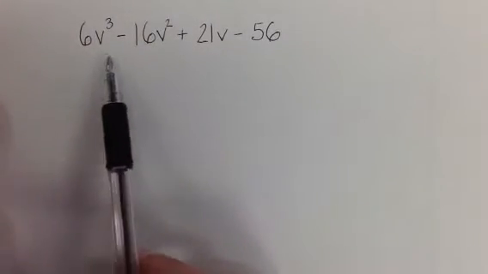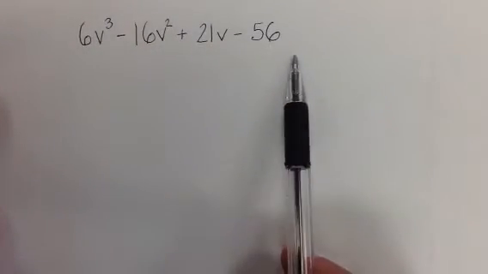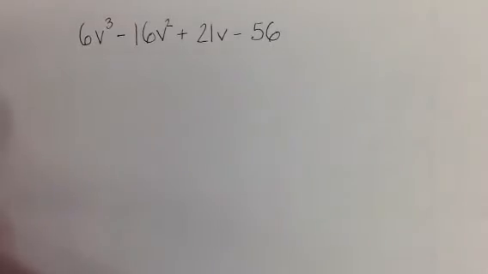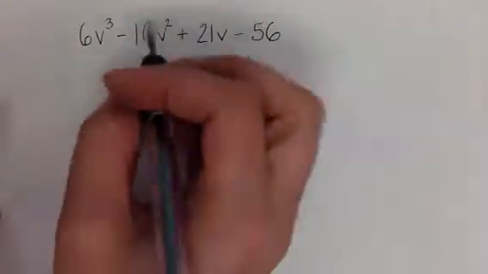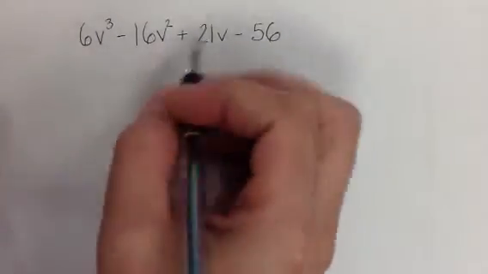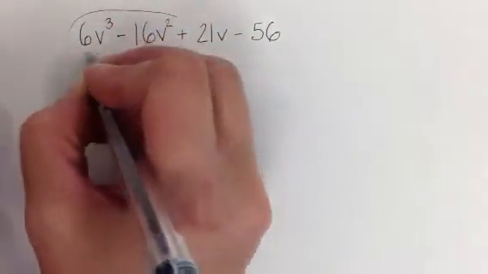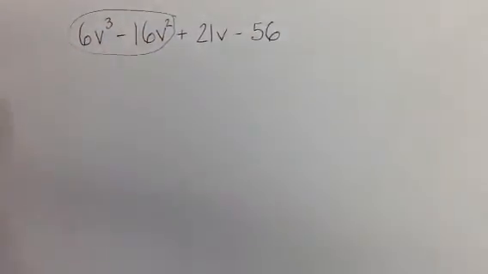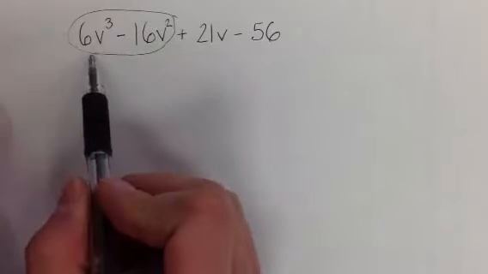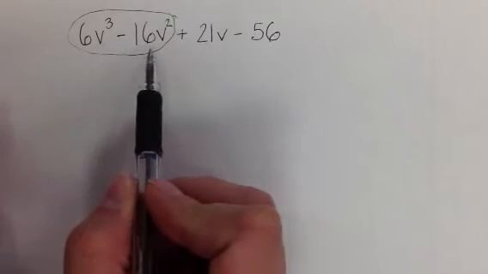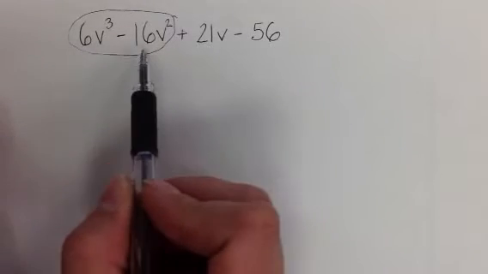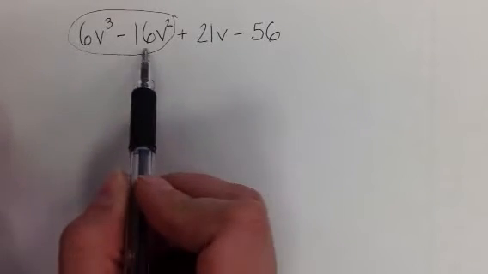Okay, when I have 4 terms, a lot of times I'm going to do what's called factor by grouping. I'm going to take the first 2 terms, and I'm just going to circle them. I don't want to use parentheses because then I'm changing it to multiplication. So I'm going to take these first 2 terms, and I'm going to ask myself, do I have a common factor? Is there something I can divide both of these by?